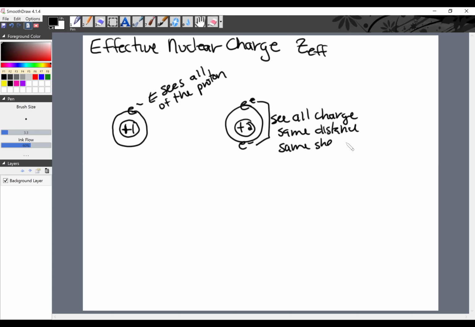Wait a second, what if they're in the s's versus the p's versus the d's? Remember, that is just a probability of location. We still have a boundary, okay? That boundary is our shell distance. And so these two electrons have the same boundary distance, and so they are feeling the same amount of pull from the nucleus. Now, this nucleus has two, and this one only has a +1 pull, so this has more positive pull, so it has more effective nuclear charge because there's more pulling in.